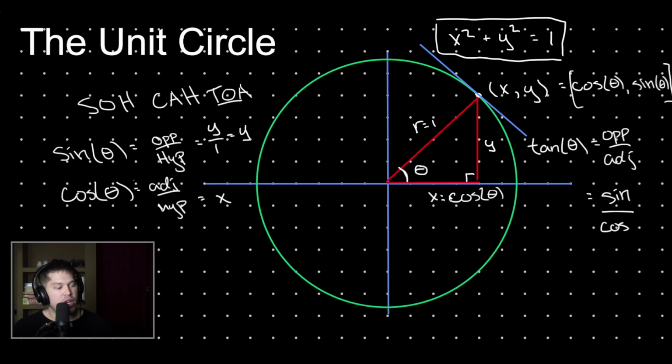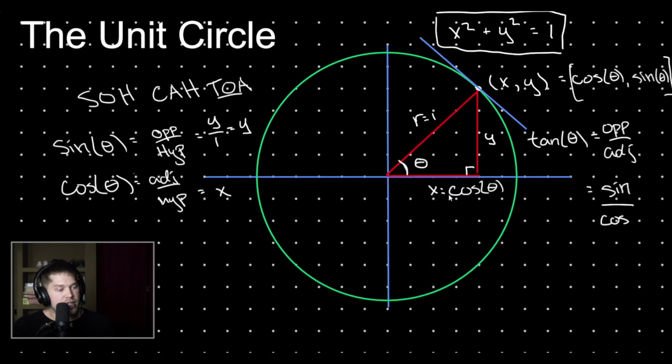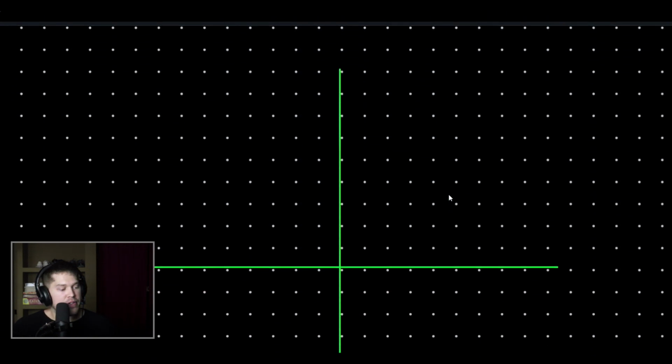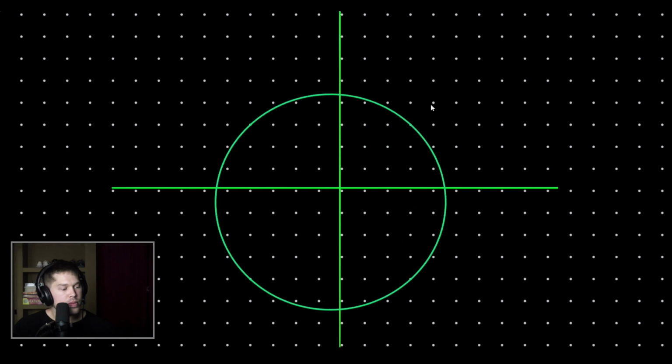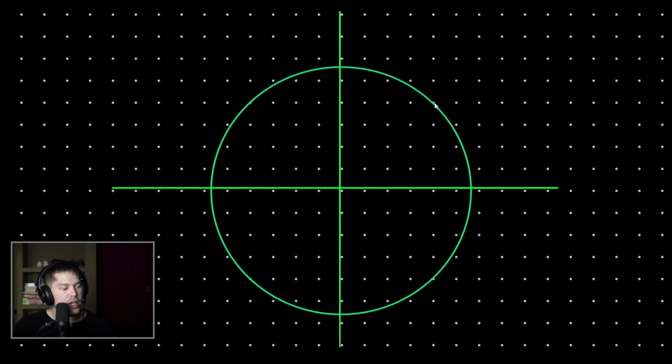Okay. So there are some connections between theta and the unit circle. Let's continue forward and find some specific examples. So let's draw out another circle. Okay, here we have a unit circle.